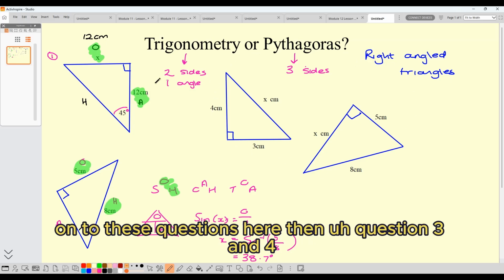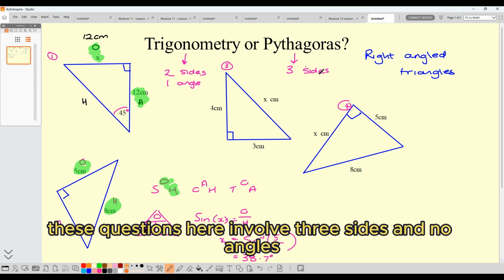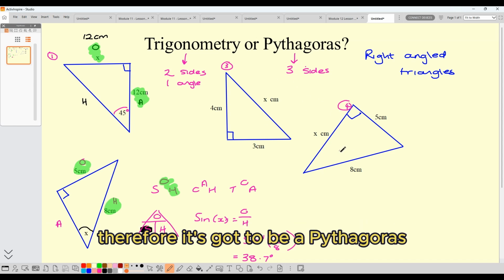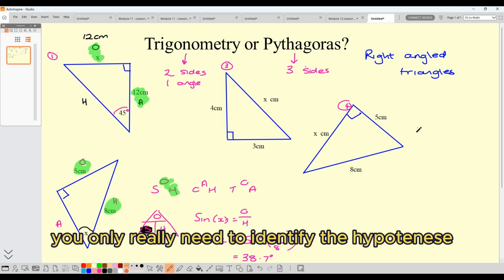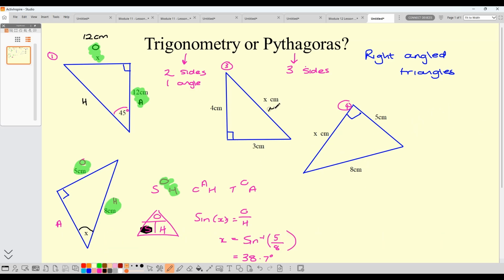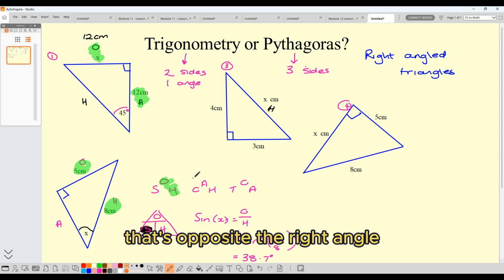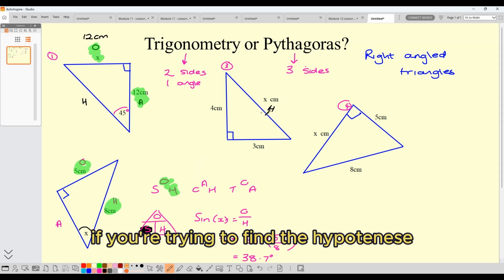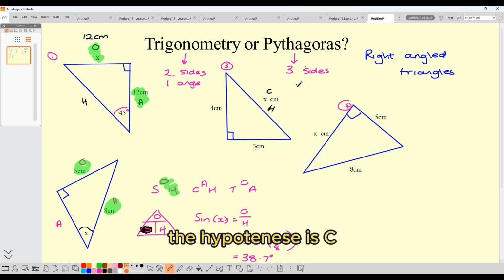Okay, on to these questions here then, question 3 and 4. So these questions here involve three sides and no angles, therefore it's got to be a Pythagoras. Now with Pythagoras, you only really need to identify the hypotenuse. So here's your hypotenuse, and it's the longest side that's opposite the right angle. If you're trying to find the hypotenuse, it's c.